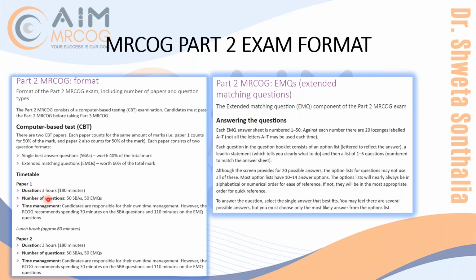So it's 3 hours. Paper 1 is 3 hours, paper 2 is 3 hours, and in between the break is 1 hour. You don't have to read in that 1 hour. That is just to relax your mind between the two challenging exams. As for how much time to take, the RCOG says you should spend 70 minutes on SBA and 110 minutes on EMQ. Because SBA, if you know the answer, you will directly tick it. You don't have to spend much time on that. But EMQ, you have to think sometimes, memorize sometimes, recall things you read earlier.